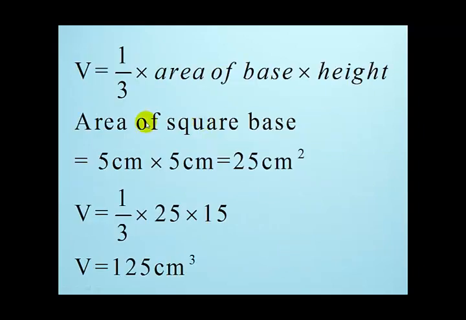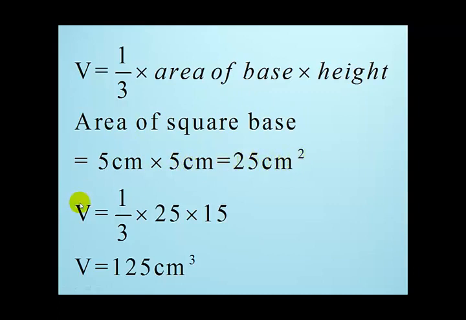Now let's solve the problem. The volume is equal to 1/3 times area of the base times the height. Because the base is a square, the area of the square base is equal to 5 times 5. That's the length times the length, because all the sides are equal. So area of the square base will be 5 centimeters times 5 centimeters, and the answer is 25 centimeters square.